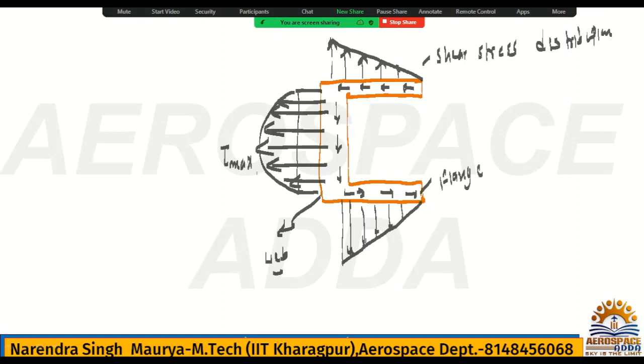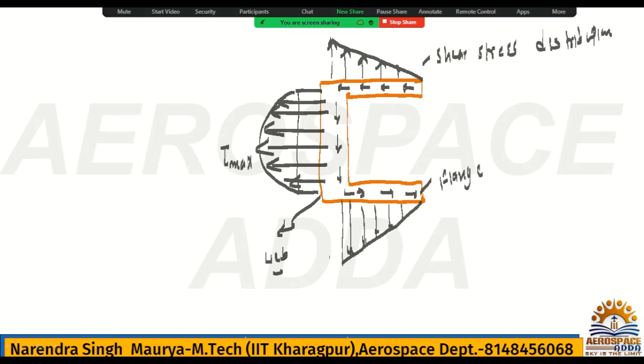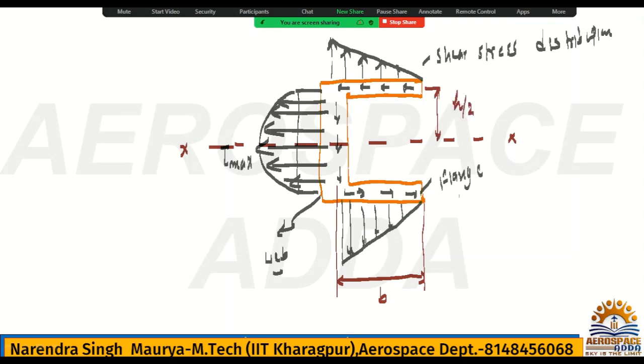For this, the width is nothing but B for this section, I mean for the flange. Similarly here also, because it's symmetric about the x-axis, I should draw the x-axis here first. So this is the x-axis. From this to this the length is h by 2, and similarly here also this is h by 2.